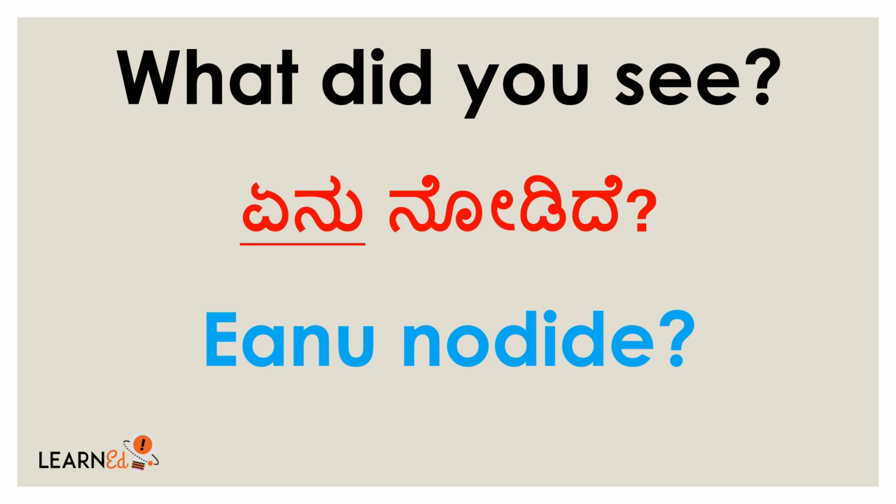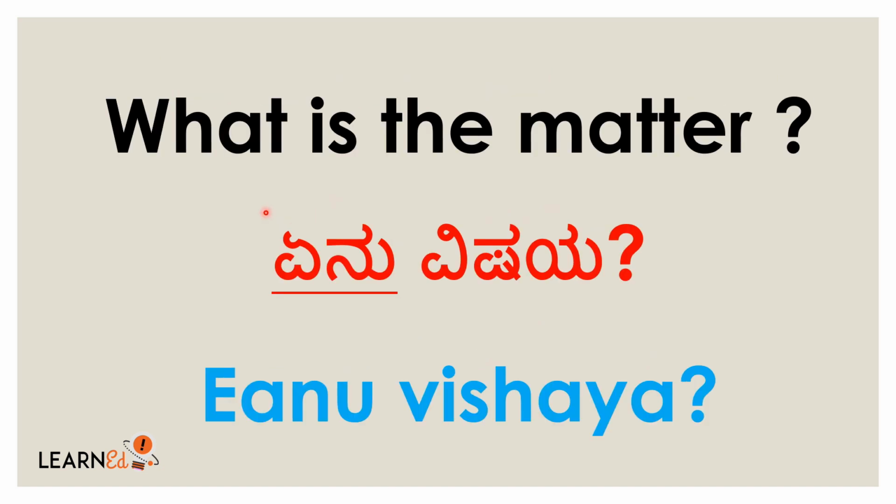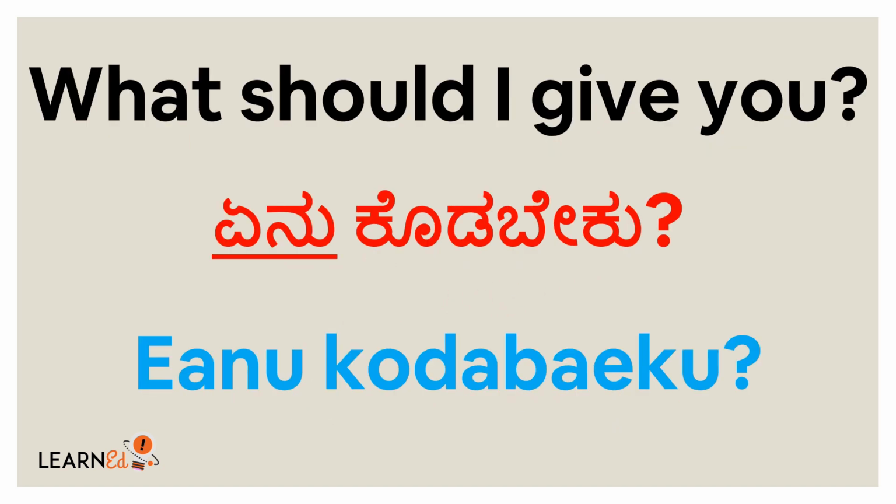Now I will teach you few sentences and you will understand better the different forms of what used in Kannada. Let's read the sentences. What did you see? Yenu nodide. Yenu, what? What is the matter? Yenu vishaya. Vishaya means matter. What should I give you? Yenu kodabeku. Kodabeku, give you. What? Yenu.